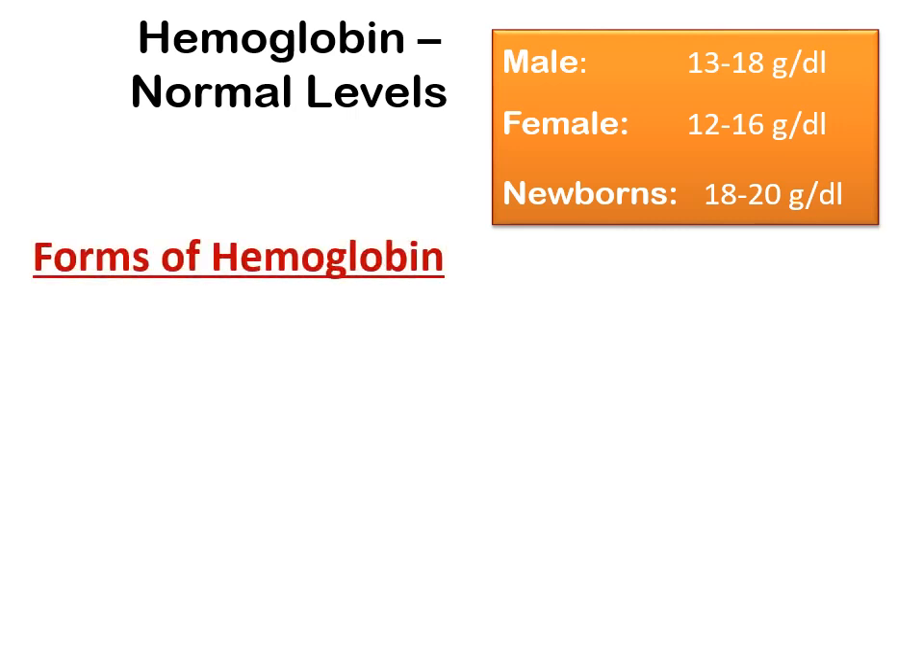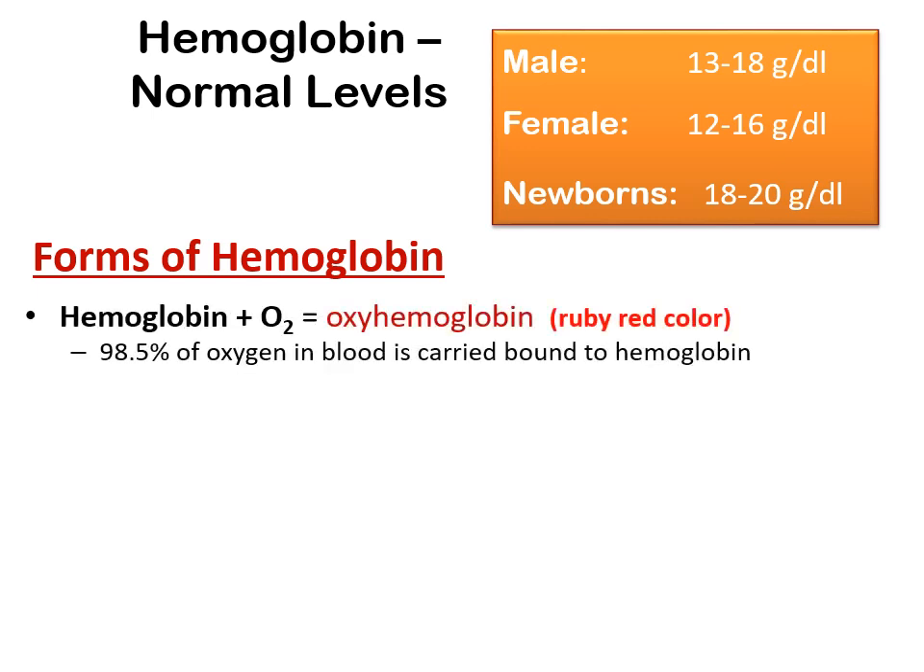We will now look at the different forms of hemoglobin. Oxyhemoglobin appears ruby red in color. Whenever hemoglobin is in combination with oxygen, that is called oxyhemoglobin. That's the major form of hemoglobin which is seen. 98.5% of oxygen in blood is carried in the bound form along with hemoglobin.